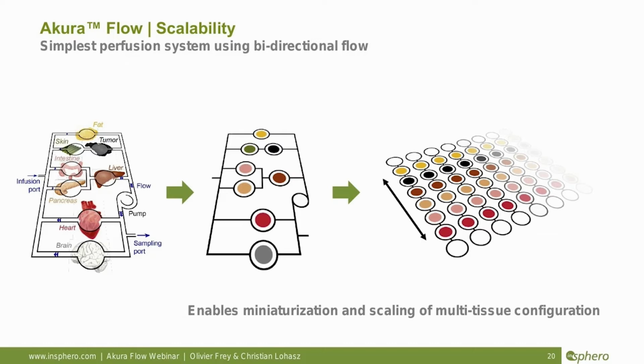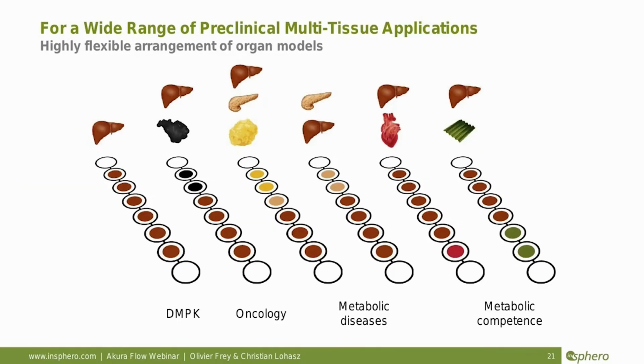A second advantage of this approach is that we can now define a wide range of different preclinical applications by a very flexible arrangement of different organ models. We can just load liver into the system to increase the number of cells per liquid volume to address DMPK questions. We can, on the very right side, add the liver to target organs such as the liver and the skin, for example, to look at metabolites that might be toxic for these organs.